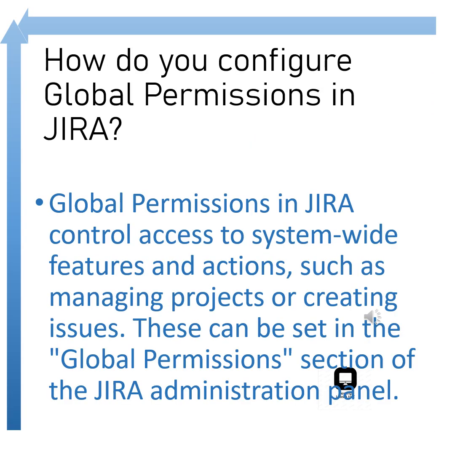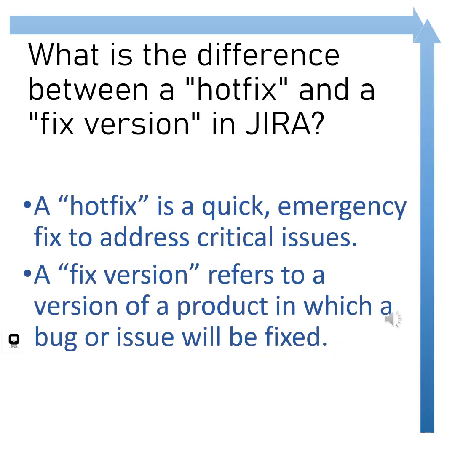How do you configure global permissions in JIRA? Global permissions in JIRA control access to system-wide features and actions, such as which users can manage projects or create issues. This can be set in the global permissions section of the JIRA administration panel. What is the difference between a hotfix and a fixed version in JIRA? A hotfix is a quick emergency fix to be addressed immediately, basically for critical issues. A fixed version refers to a version of a product in which a bug or issue is fixed.